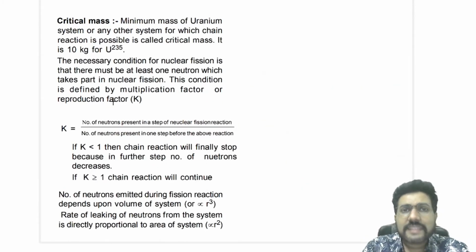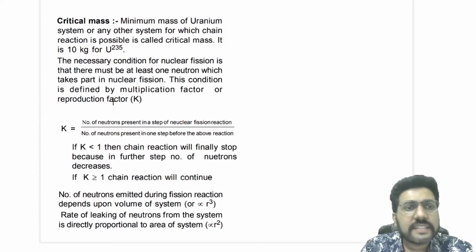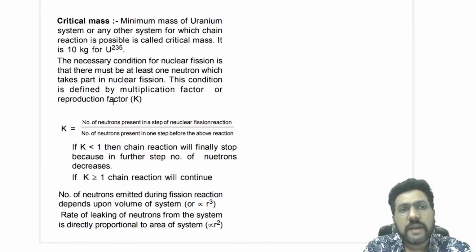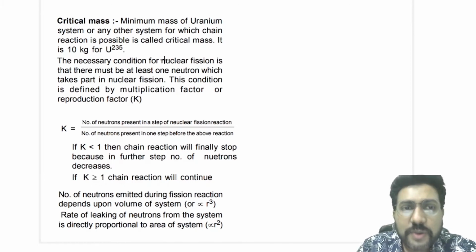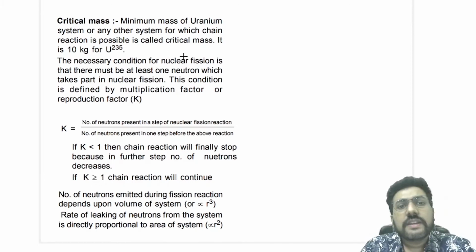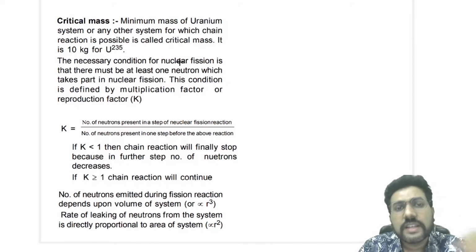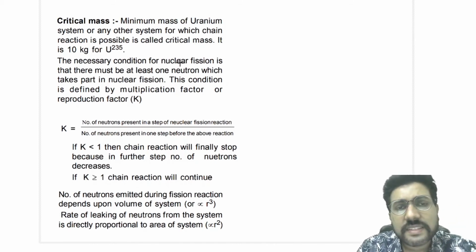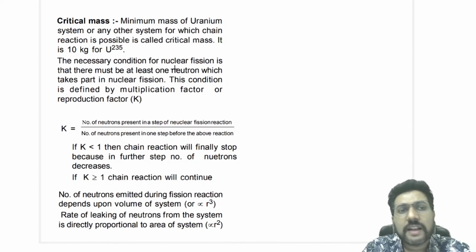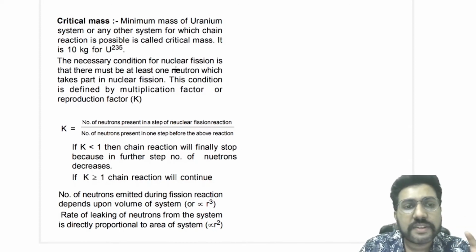Now, the next important definition that we are going to discuss is critical mass. Now, what is critical mass? It is the minimum mass of uranium or any other system for which the chain reaction is possible. So critical mass is the minimum mass of a uranium system or any other system for which the chain reaction is possible. Okay, for a uranium-235 system it is 10 kg. So you need a minimum mass of 10 kg of uranium-235.